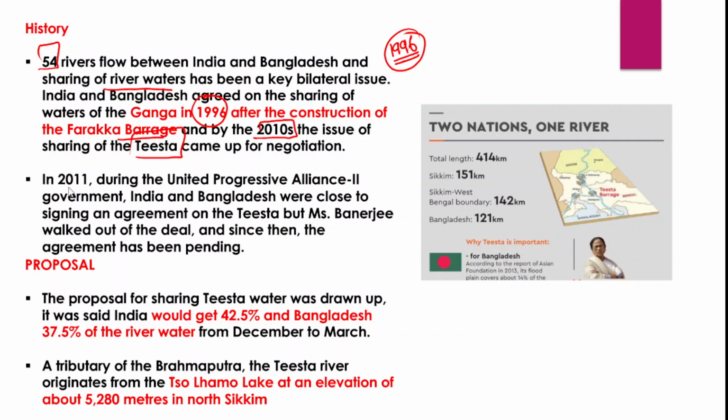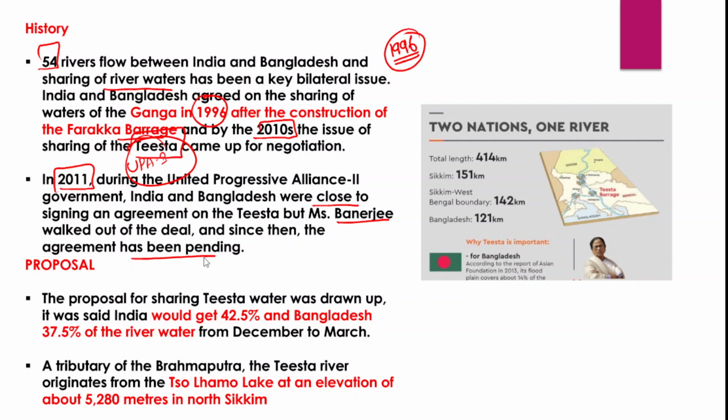In 2011, when the UPA government, UPA 2, the United Progressive Alliance, was in power, India and Bangladesh were so close to signing an agreement over the sharing of this Teesta river. But at that point of time also, Mrs. Banerjee walked out of the deal, and since then the agreement has been pending, and both these countries did not go ahead with signing of the Teesta water agreement.